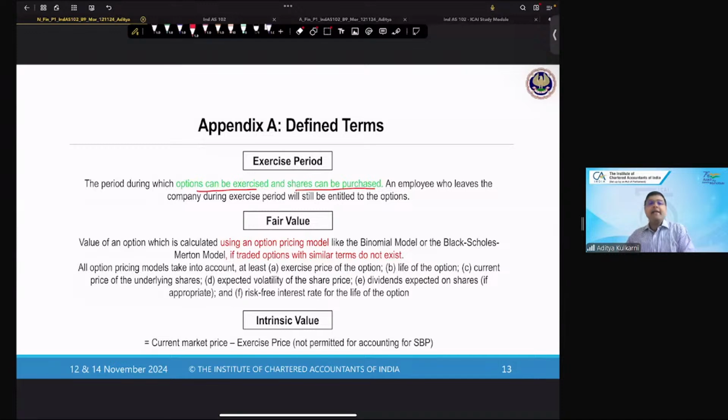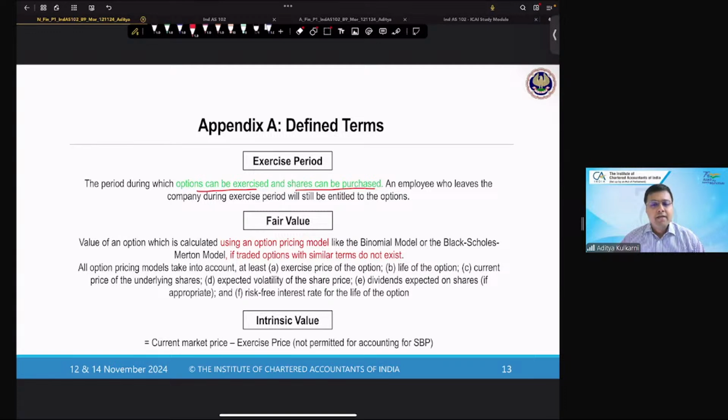After he has become entitled to these options, after he has gotten a right over those options, after he has fulfilled all the vesting conditions, after ensuring that those options are no longer conditional on fulfillment of any vesting conditions. After fulfilling all these items, he has resigned. So he becomes entitled to those particular vested options, even if he resigns during the exercise period.